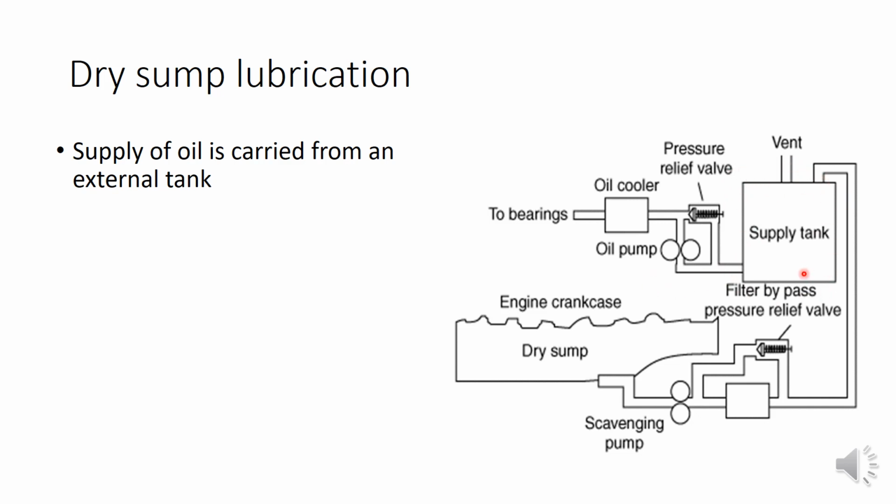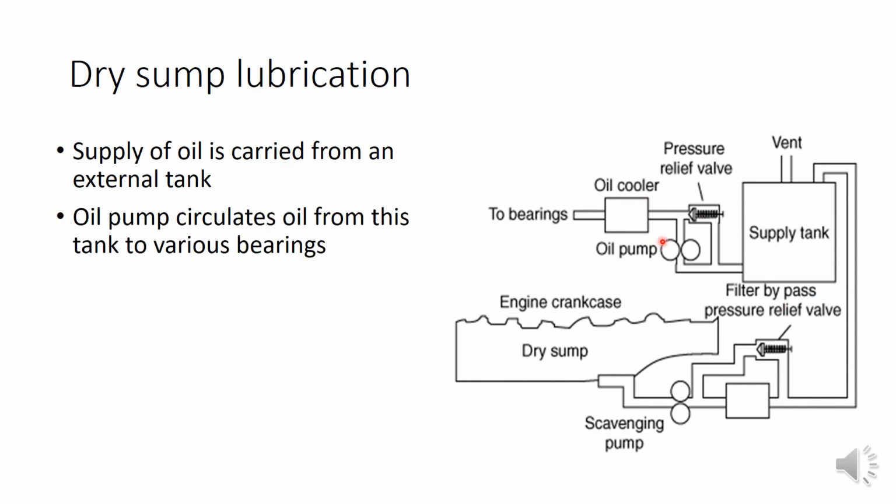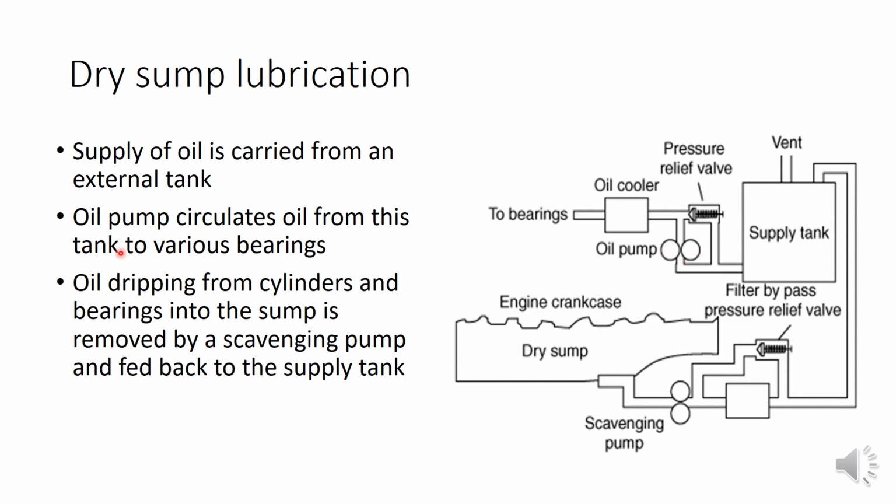We have a supply tank here. So from there, we will pump. We have a pump here. We will pump this oil to the different components, bearings, etc. So the oil pump circulates oil from this tank to various bearings and other components. And after it reaches different components, it will drip from the cylinder, etc. into the sump. So after reaching different components, by gravity it will fall down to the crankcase. But immediately when it reaches the crankcase, it will be removed by another scavenging pump. So we have a second pump here, that is known as the scavenging pump.